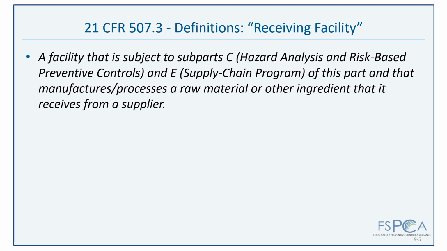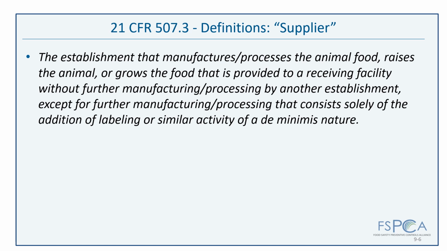Okay. Now, it also says that they receive something from a supplier. So let's take a look at the definition of a supplier. A supplier is the establishment that manufactures or processes the animal food, raises the animal, or grows the food that is provided to a receiving facility without further manufacturing or process by another establishment, except for further manufacturing processes that consist solely of the addition of labeling or a similar activity of de minimis nature.